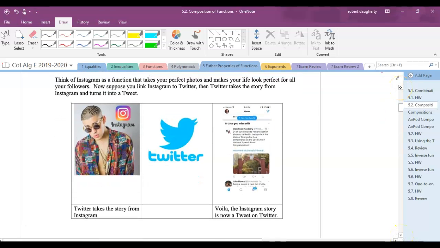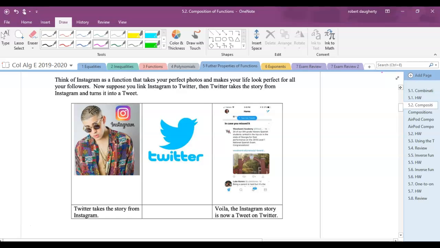You're trying to keep in touch with the old crowd, so you link your Twitter to your Instagram, okay? Because I want to take the post from Instagram, my story, and I want to use Twitter to turn it into a, what does Twitter produce? A tweet, okay? So what is the input for Twitter? Twitter takes as its input what? The story from Instagram, and it creates a tweet, okay?